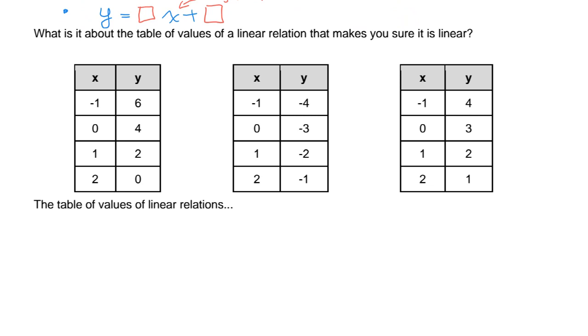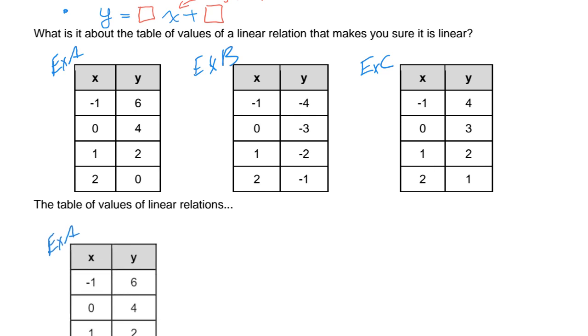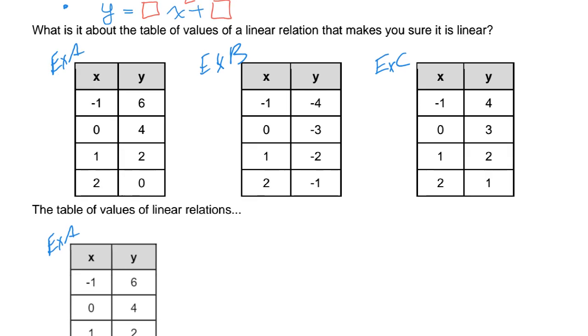So let's call this example A. This is example B. And then this is example C. So we're going to investigate whether these things are linear or not, and I will show you how I want you to write the solutions out for something like this. So let's take a look at example A. I'm just going to copy this down, and then we will do our problems together.